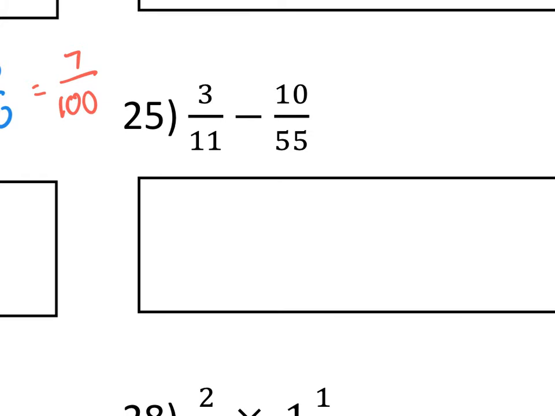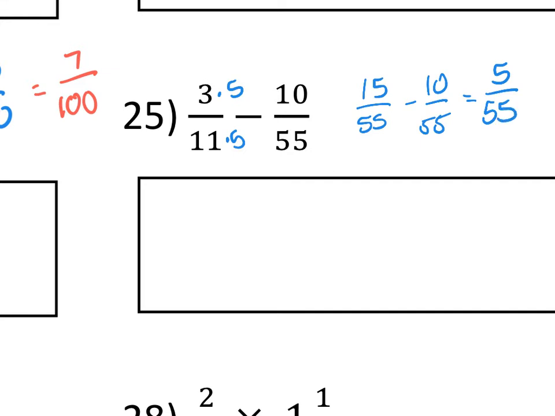Okay, so I'm going to use 55 though, so I'm going to multiply my first fraction, numerator and denominator, by 5. So I'll have 15 over 55 minus 10 over 55. Do the subtraction in the numerator. 15 minus 10 is 5. Denominator stays the same. And then let's see if we can reduce that. 5 divided by 55. And then math, enter, enter. Should give you 1 over 11 as your final answer.